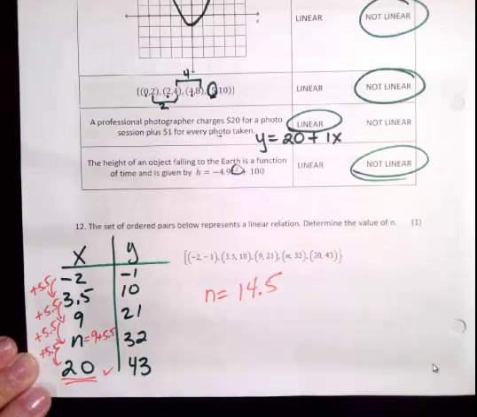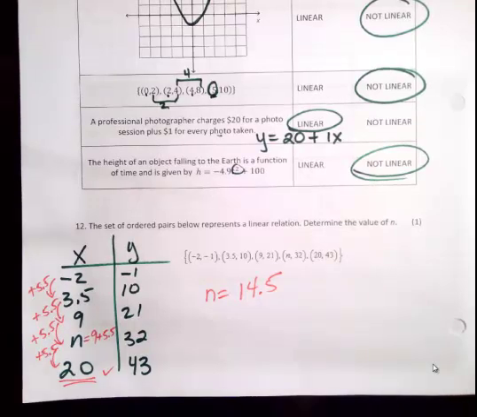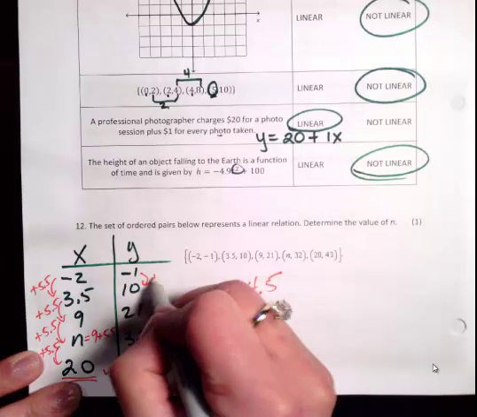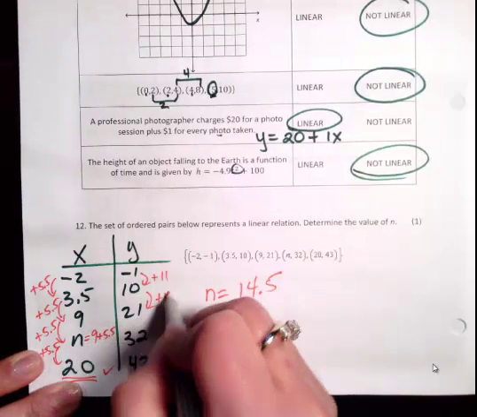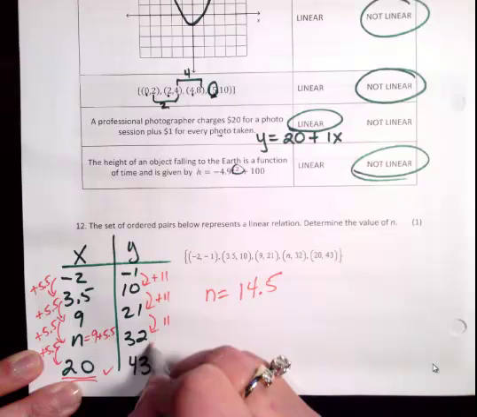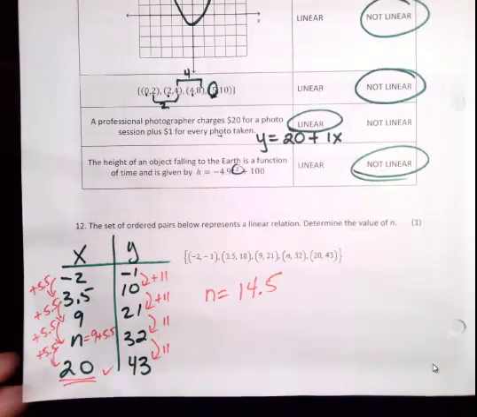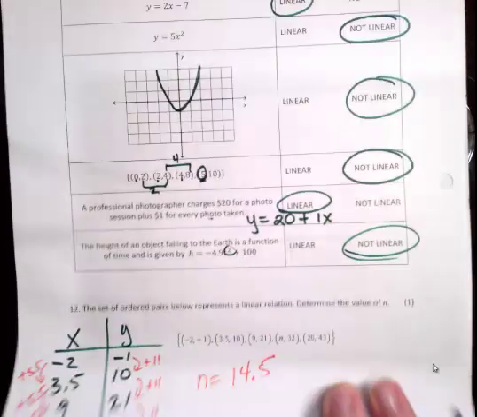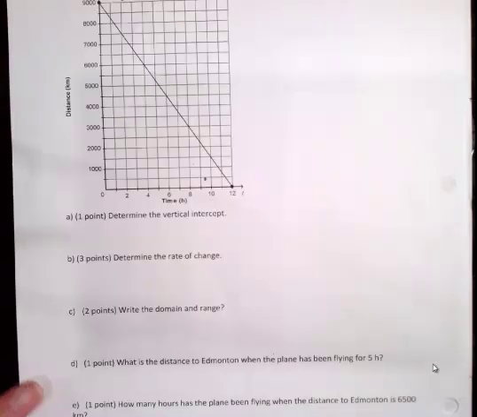And just to be sure that this is a linear relation, we can look to make sure that the y values also go up by the same amount. And you see here that I add 11 each time to get to the next value. Very exciting. Okay, that was our 4.